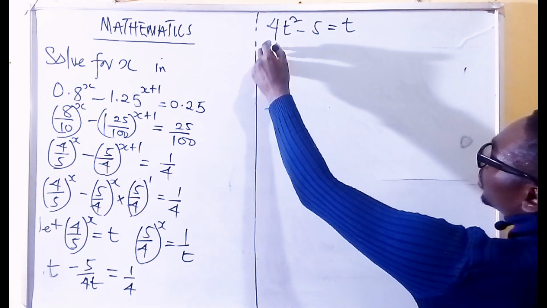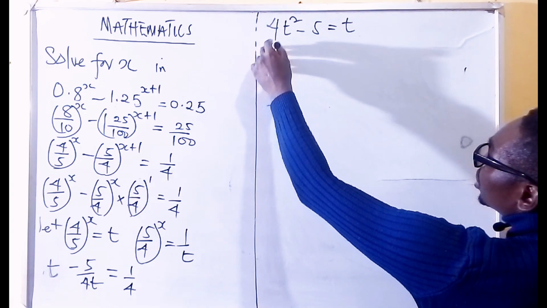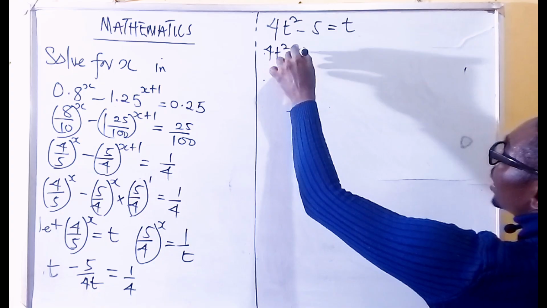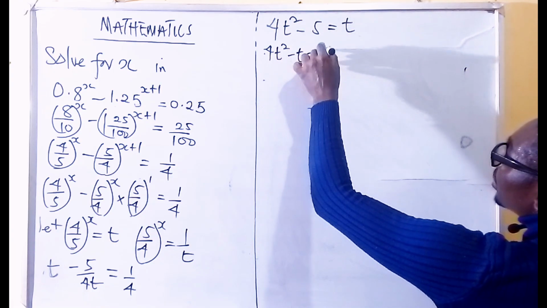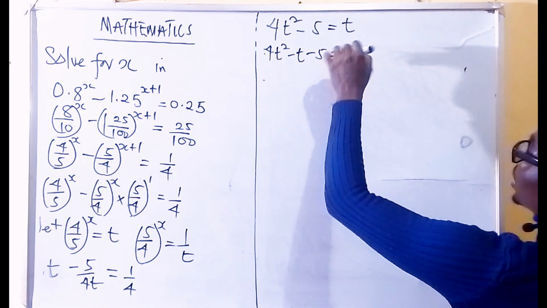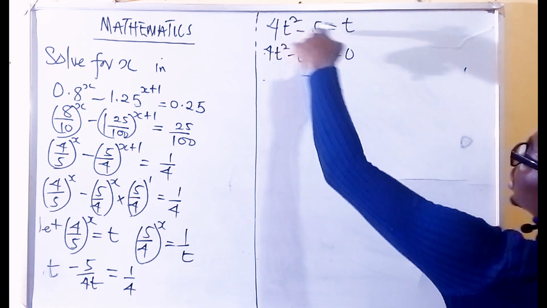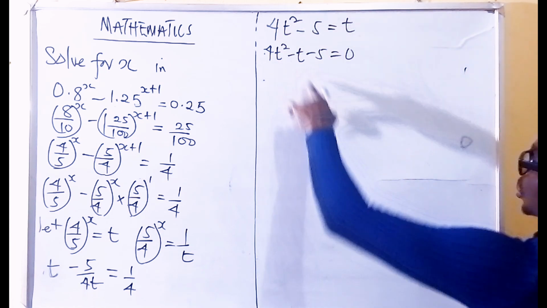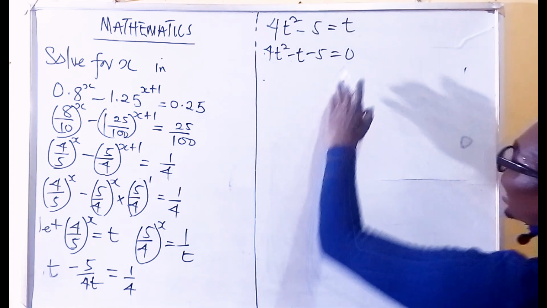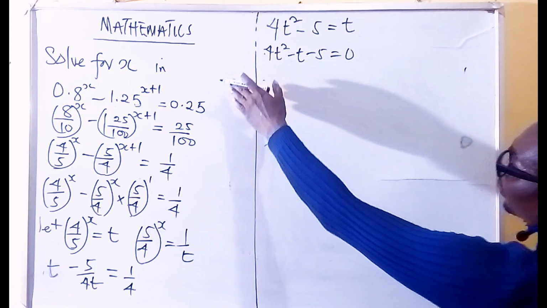At this point, we equate it to 0. So our 4t squared minus t minus 5 is equal to what? 0. That is, when this t crosses the equal sign, we have minus t. So we now have a quadratic equation, and we can factorize this.